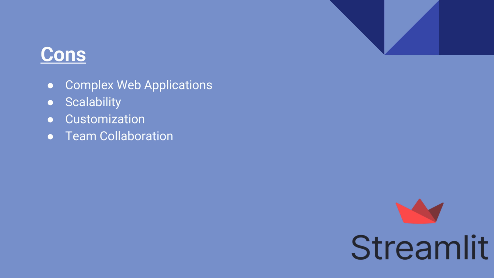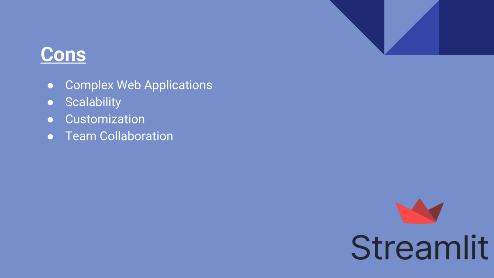And these are the cons. Complex web application. If you need to build a highly complex or feature-rich web application with extensive front-end customization or require server-side logic beyond Streamlit capability, you might consider other frameworks like Django, Flask, or full-stack JavaScript solution. Next con is scalability. Streamlit is primarily designed for prototyping and small to medium-sized application. If you anticipate the need for highly scalable and production-ready application, you might need more robust framework.